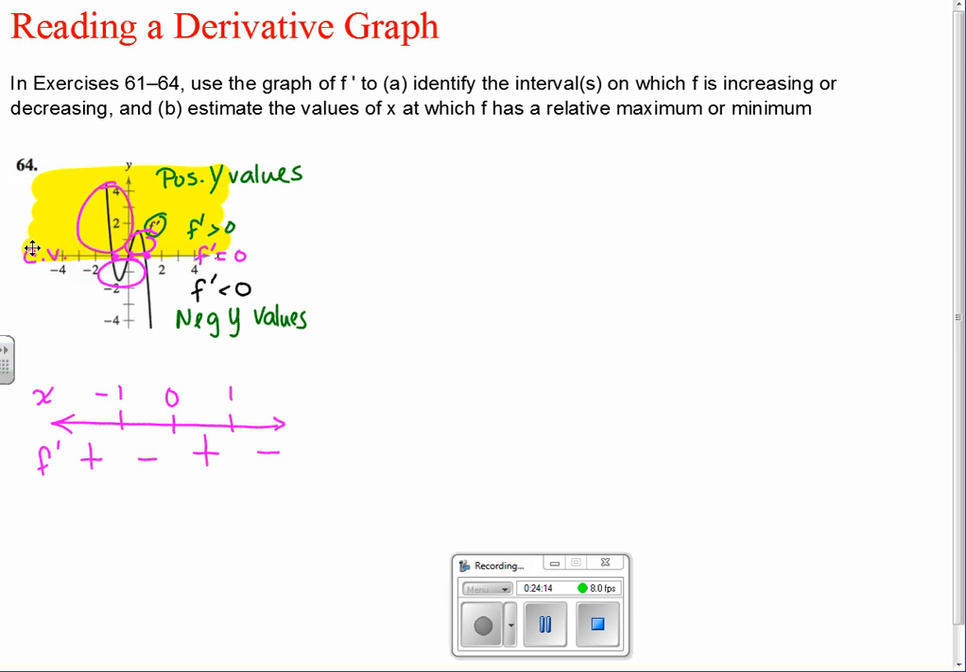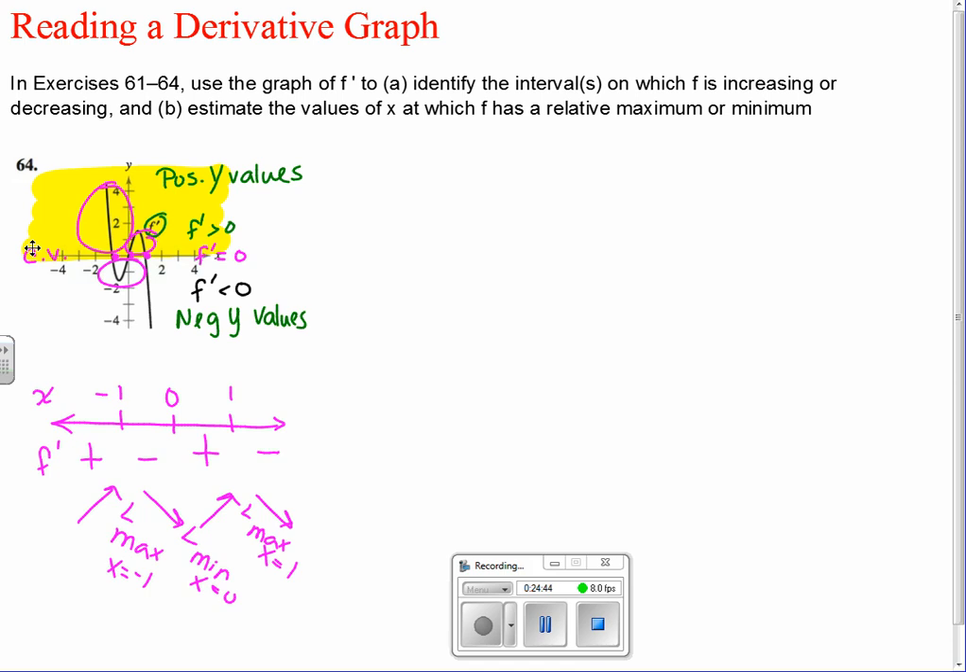Estimate the values at which it has a relative max and min. Well, now I'm back to my same old game, and I can easily pick up that I have a local max right here, a local min right here, a local max right there. So, I'm saying right there, but I'm meaning local max at x equals -1, local max at x equals 0, local max at x equals 1, those critical points.